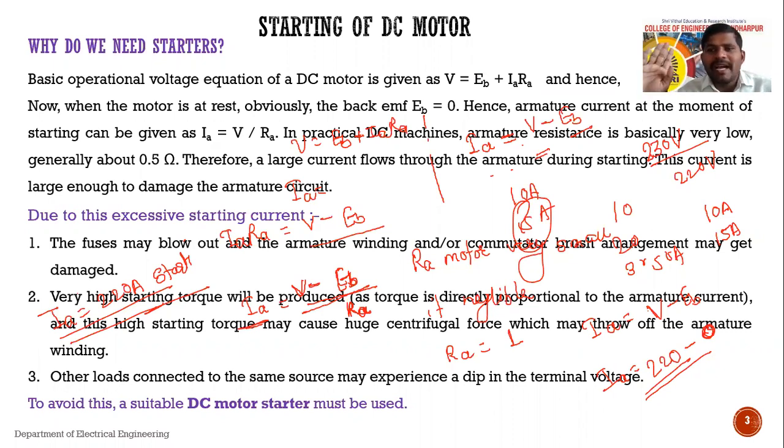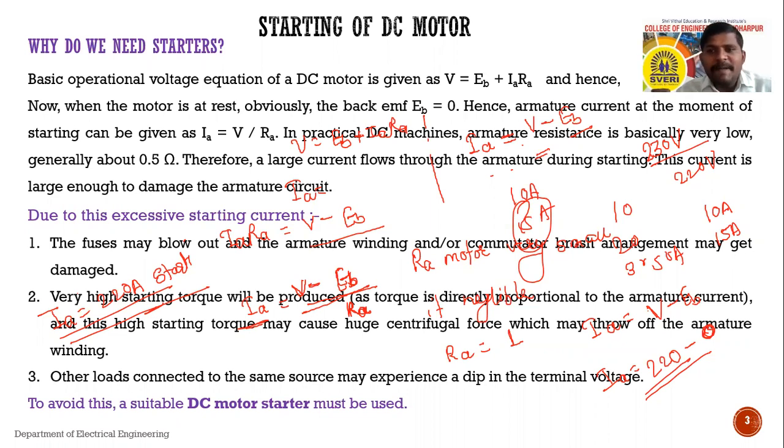So to limit that starting current which goes high, we are using different types of starter. In case of induction machine or AC machine, there are some types of starter like DOL starter, star delta starter, or resistance starter, that is stator resistance starter. In case of slip ring induction motor, there is a rotor resistance starter. There are different types of starter in case of AC.